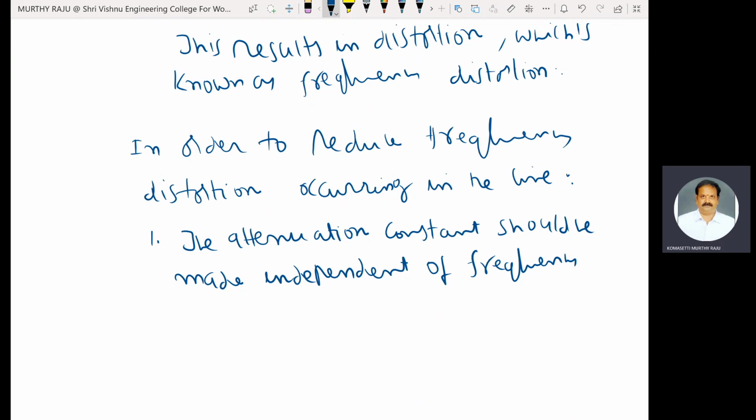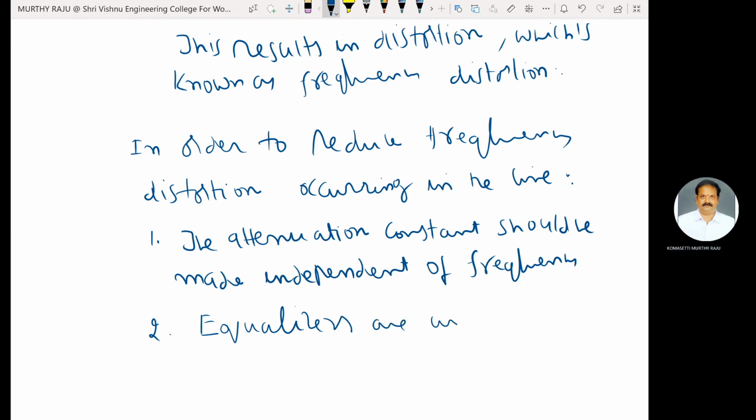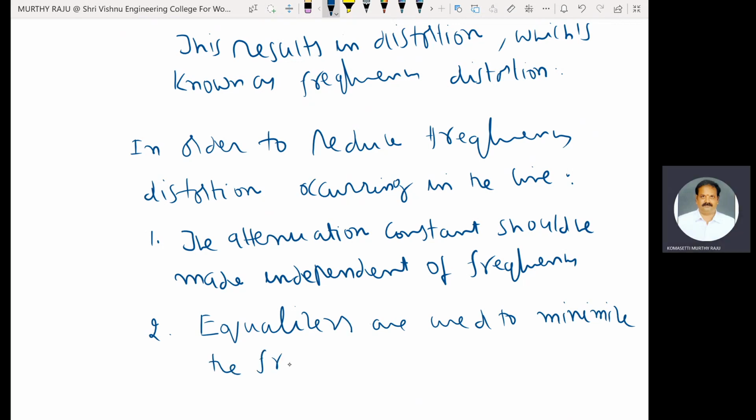Equalizers are also used to minimize the frequency distortion.